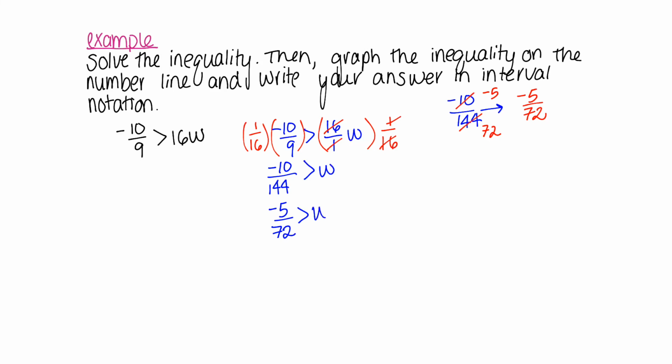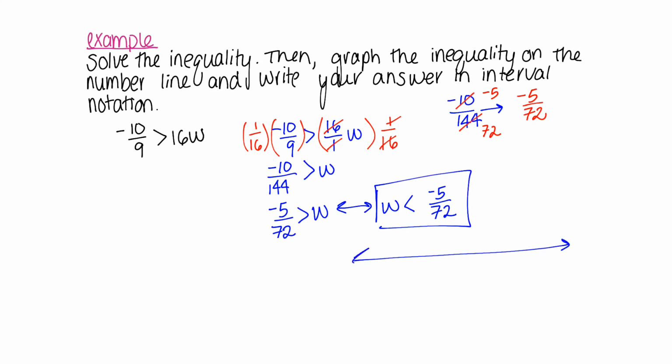The direction of the inequality stays the same. We want to write it so that our w is on the left. Notice that the inequality was pointed towards the w to begin with. We want to make sure it stays pointed towards the w. And that's our answer. For our number line, I can plot negative 5 over 72 wherever I want. There's no underline on the inequality, so it's an open circle. We want to shade all the numbers less than it, so we shade to the left.